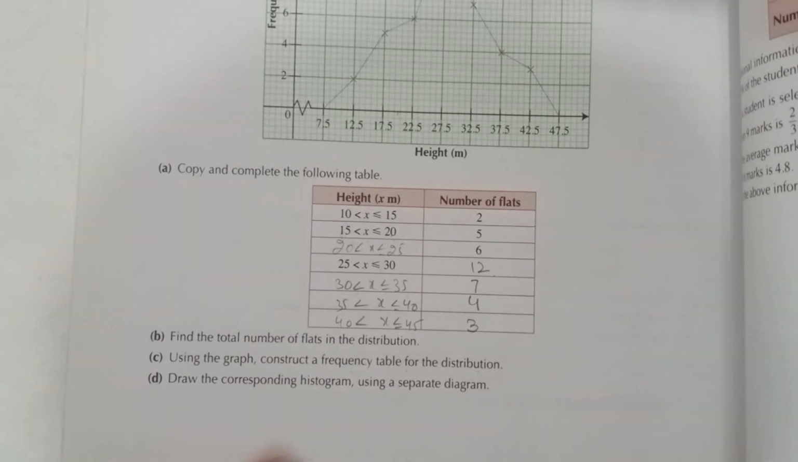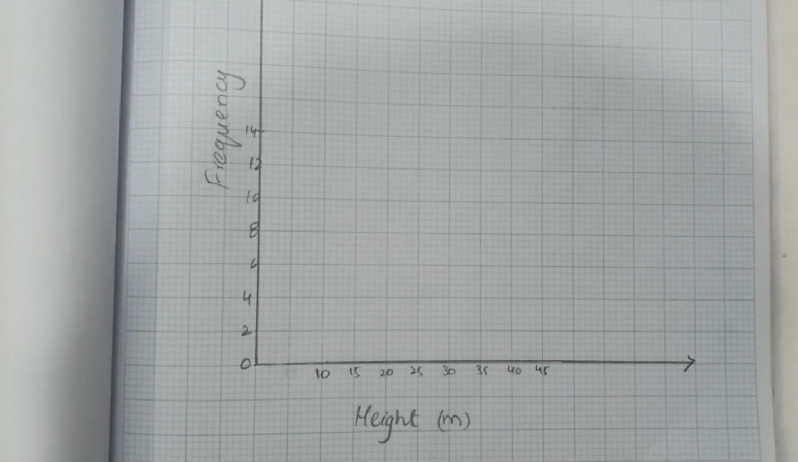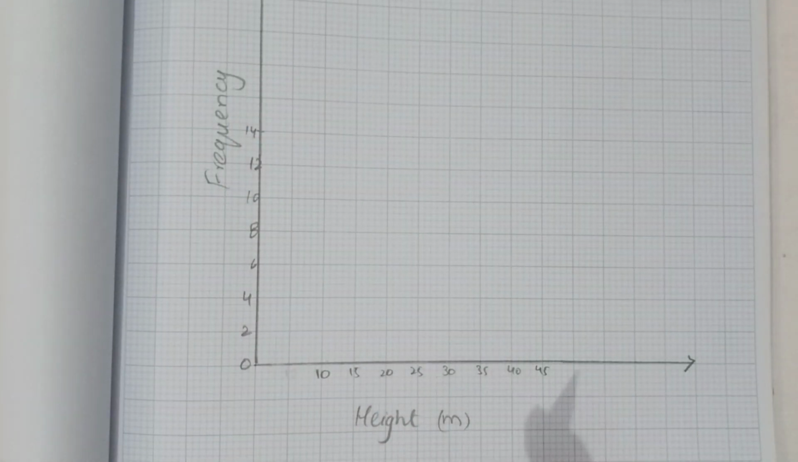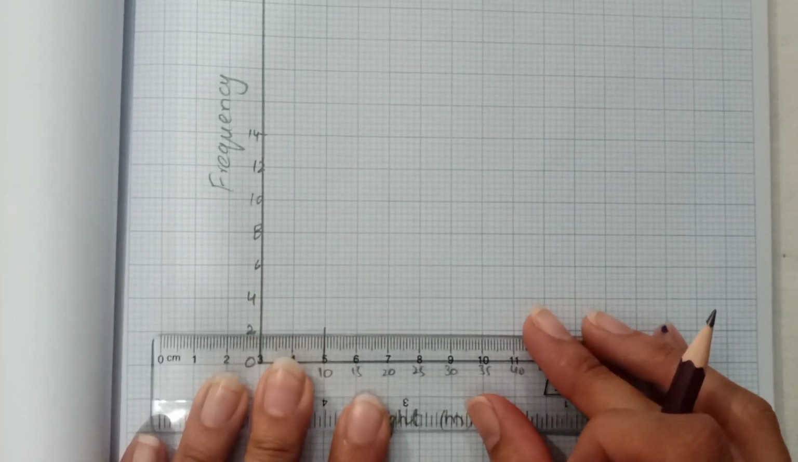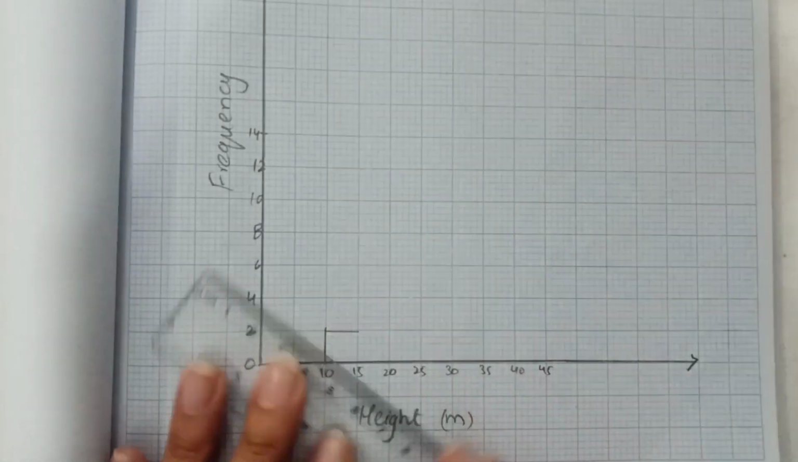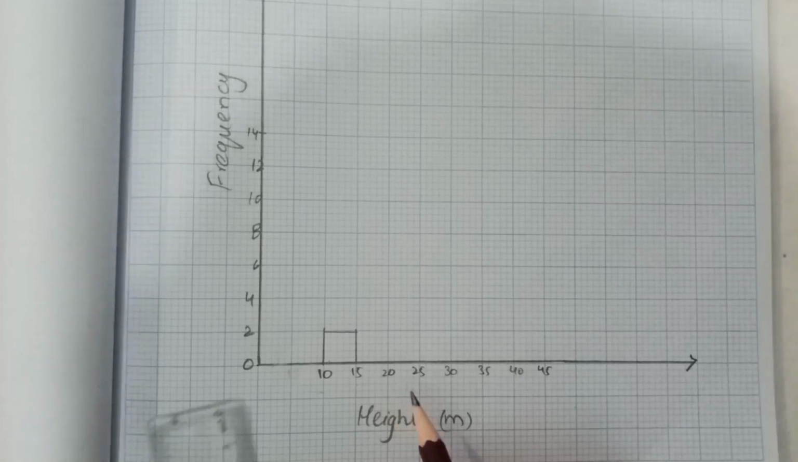Now, students, part C, draw the corresponding histogram using the accepted diagram. We have to draw the histogram not on this graph, but on a separate diagram. On this graph paper, I take height along the x-axis and frequency along the y-axis. From 10 to 15, the frequency is 2, and from 15 to 20, the frequency is 5.